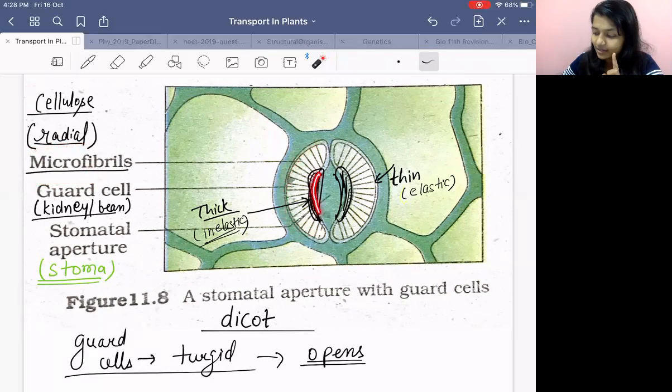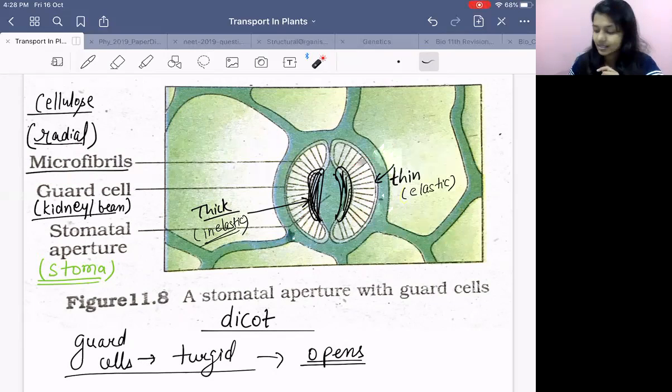The inner wall is thick and not elastic. The outer wall is thin and elastic. These are the two reasons why it bulges out. Okay. Now the next question is how it bulges out. When does it bulge out?